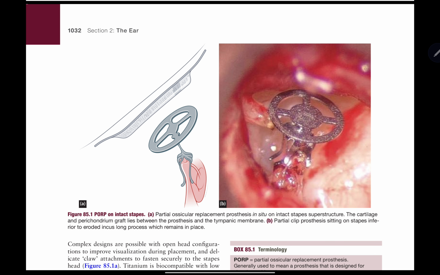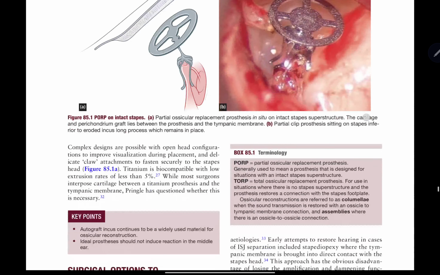Figure 85.1, PORP on intact stapes. A. The partial ossicular replacement prosthesis is in situ on intact stapes superstructure. The cartilage and perichondrial graft lies between the prosthesis and the tympanic membrane. B. Partial clip prosthesis sitting on stapes inferior to eroded incus long process, which remains in place.